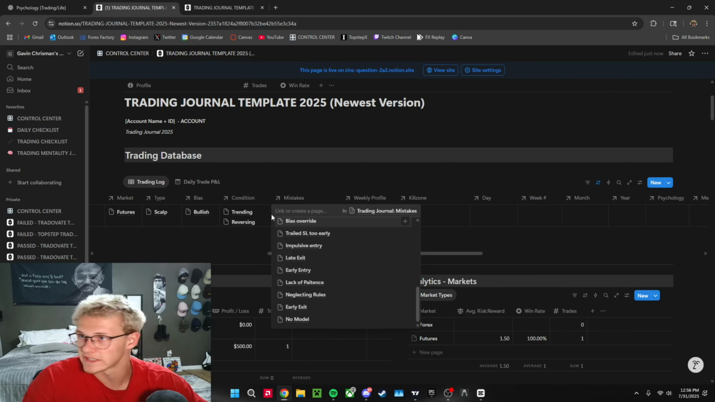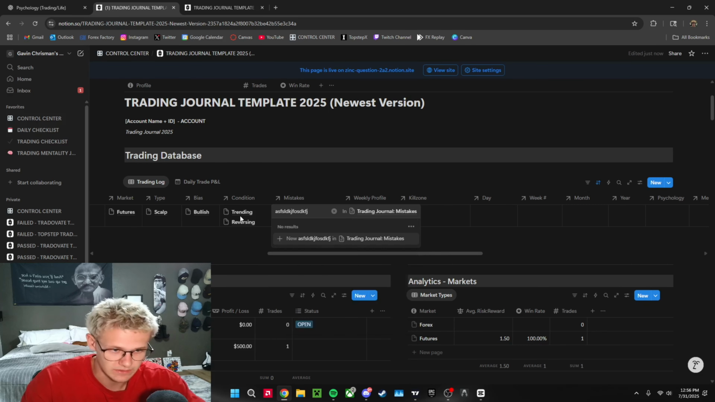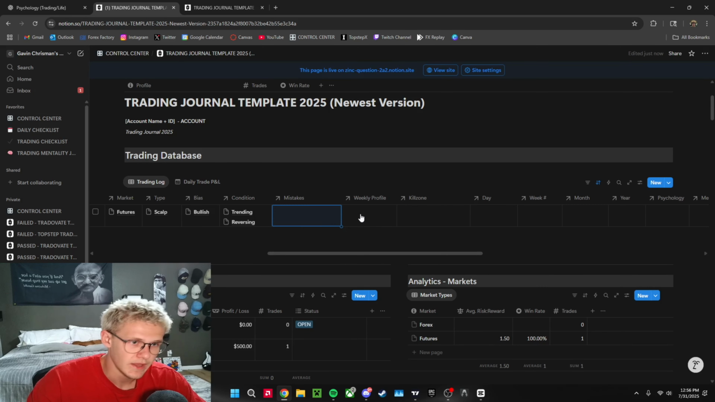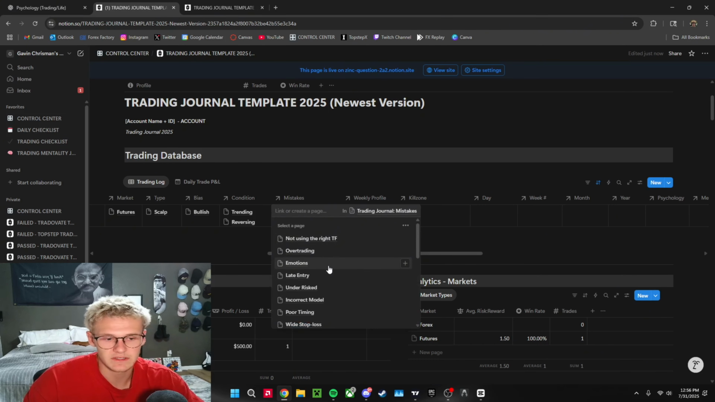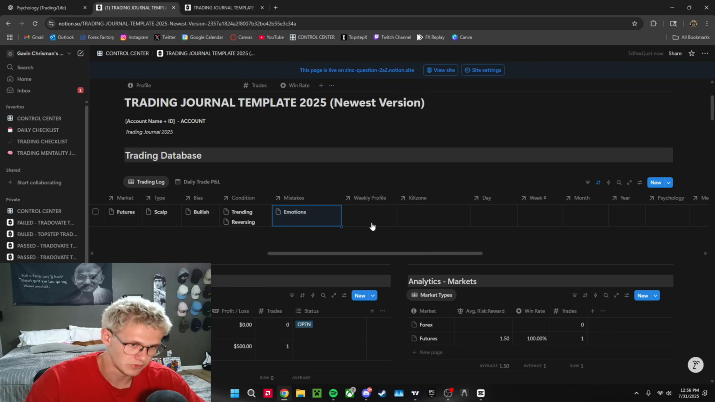But of course, if you want to add any, you can always type it into this box at the top and add it for yourself. Let's say you had a really good trade and you don't think you made any mistakes. Feel free to leave this box open. You don't have to fill this box. If you took a good trade and you don't feel you made any mistakes, feel free to leave this box open. I'm going to say emotions just for the sake of filling the box.